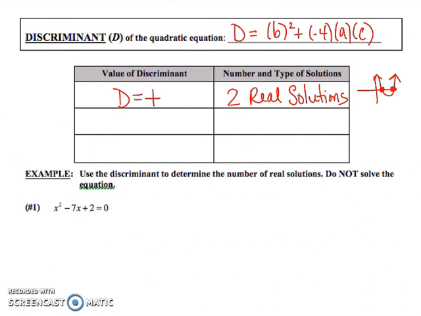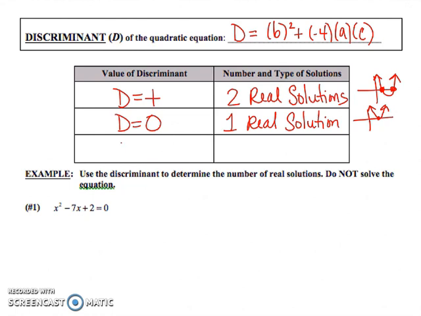Now your discriminant could also be exactly 0. And a discriminant of 0 means that you would have one real solution. Visually, that's going to be a parabola that only crosses your x-axis in exactly one spot. Well, the only way that can happen is if the vertex of your parabola is exactly on the x-axis.